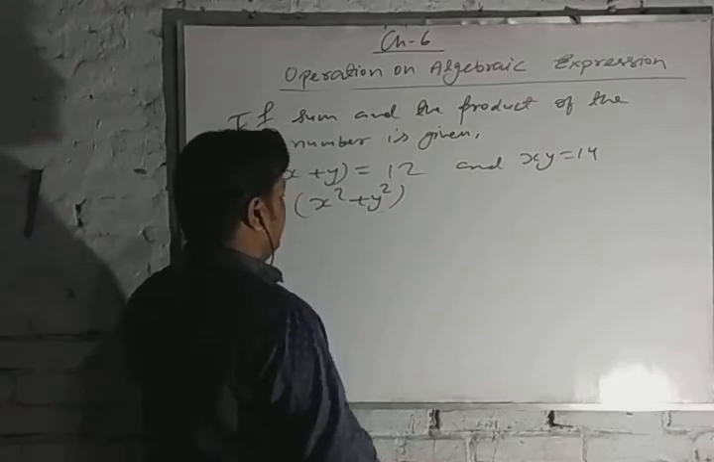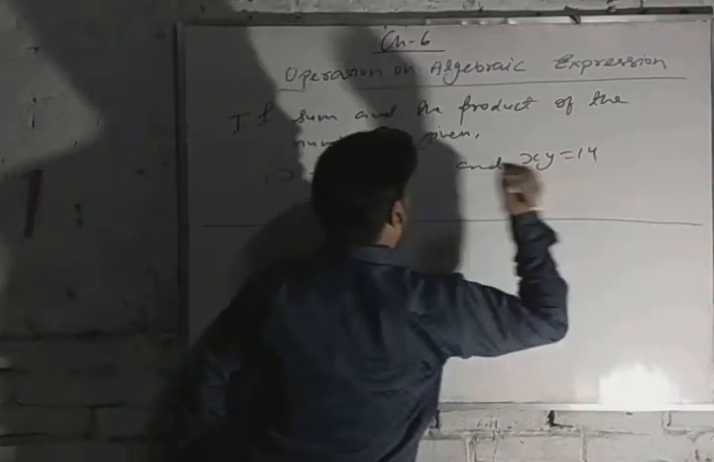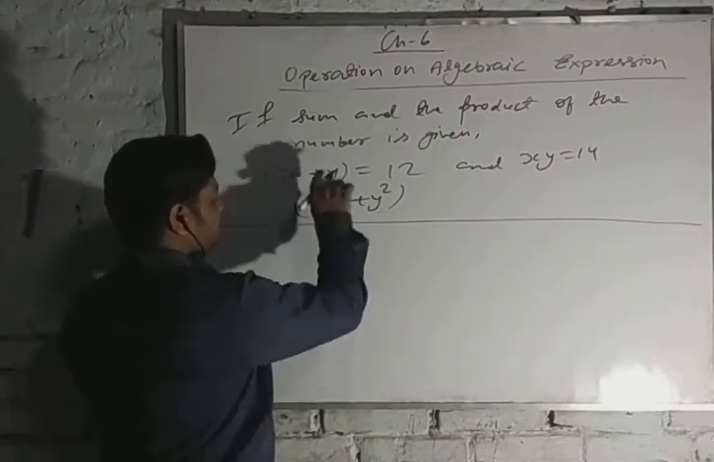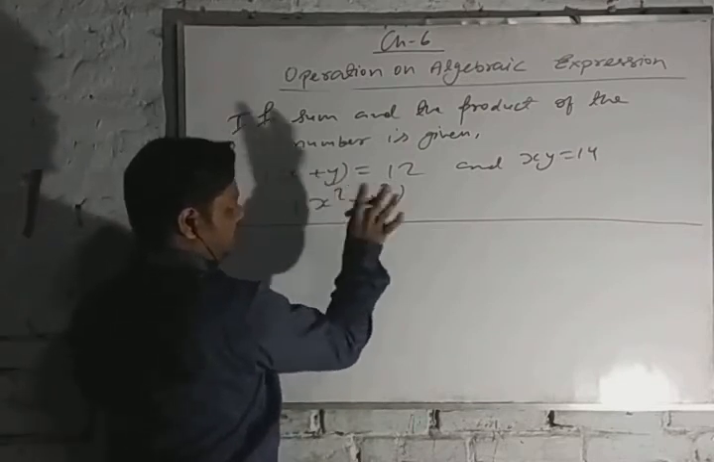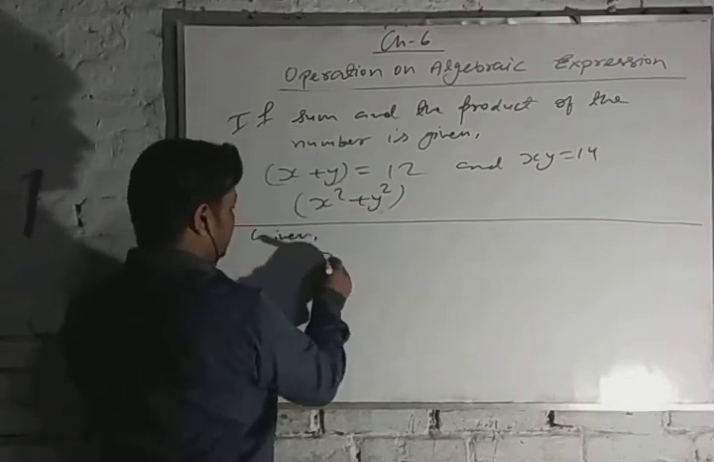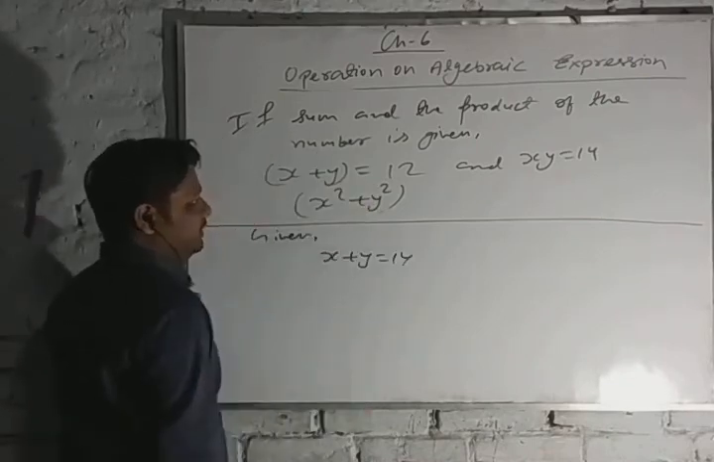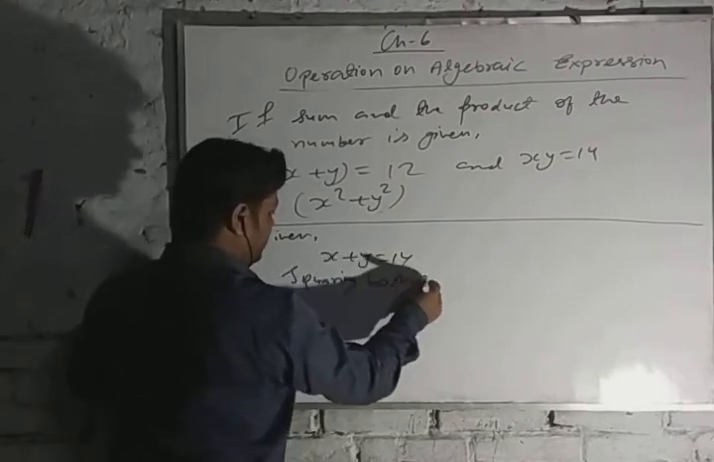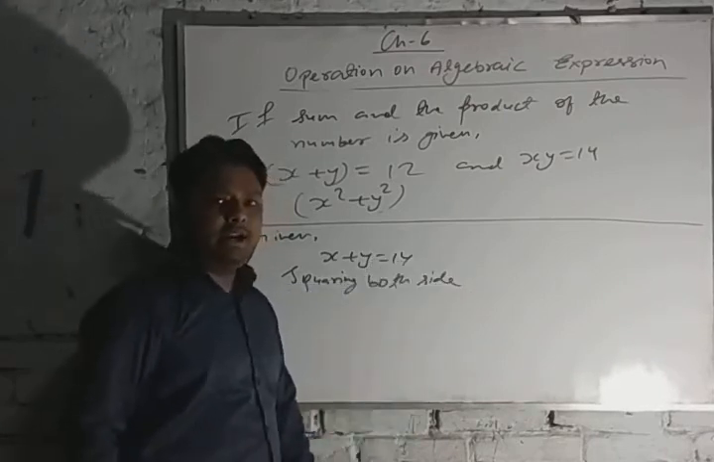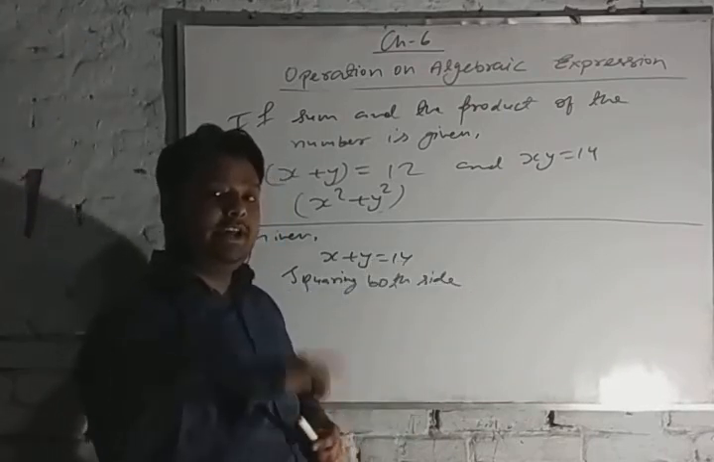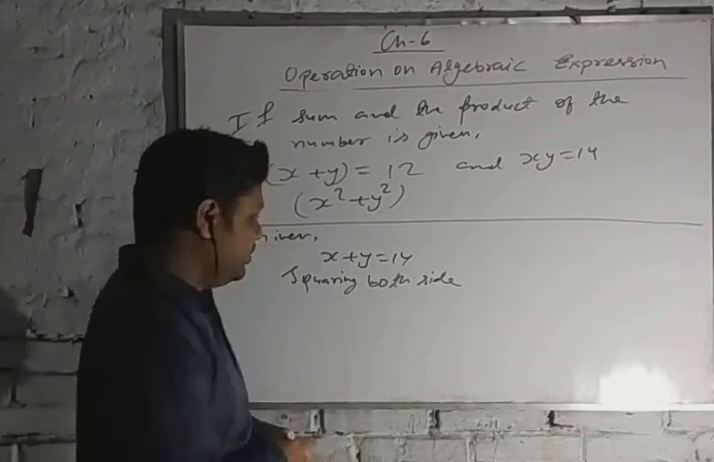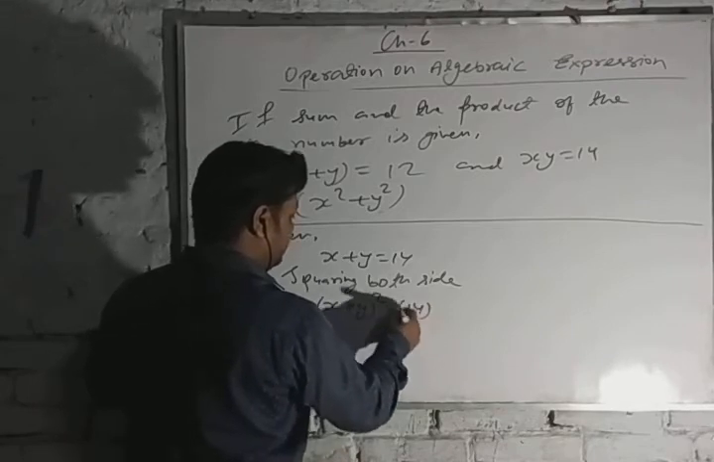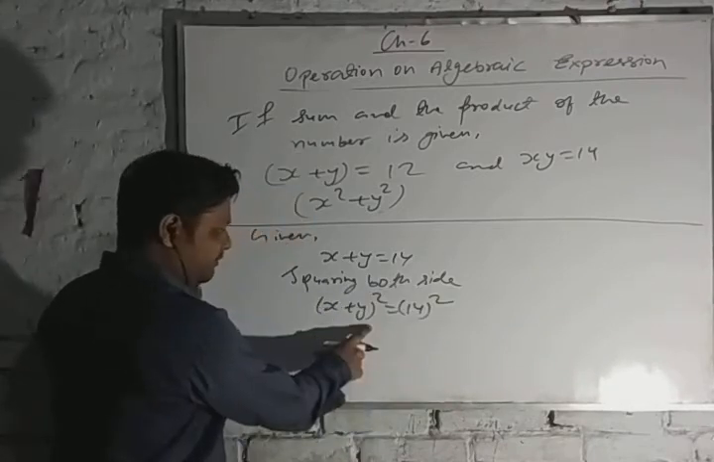Here x square plus y square only. So let's see. At first we will use here a plus b value is given. At first we write given x plus y is equal to 14. Now again squaring both sides. We will solve it by the same method which we have used in x plus 1 by x to the power 2. Okay. Again squaring both sides, then x plus y to the power 2 is equal to 14 to the power 2. It will be the formula we will use here.